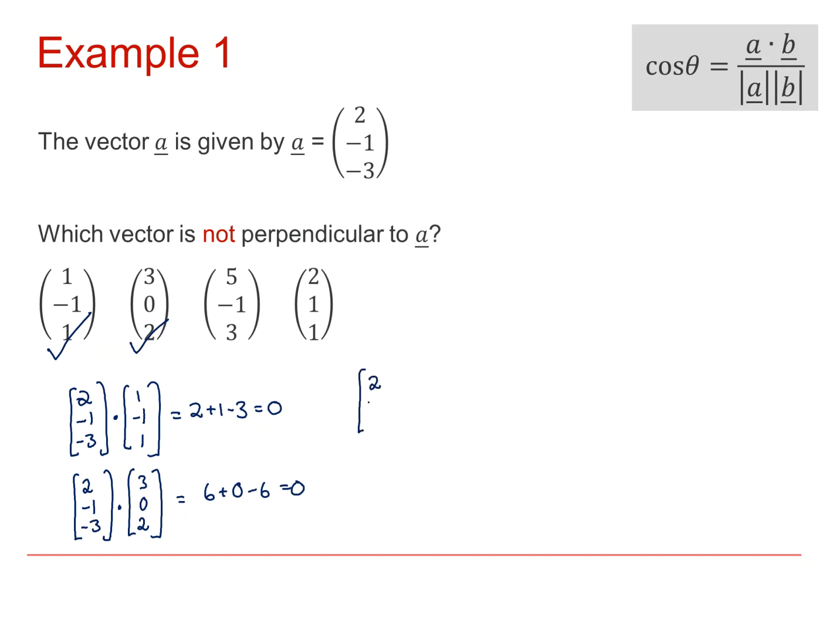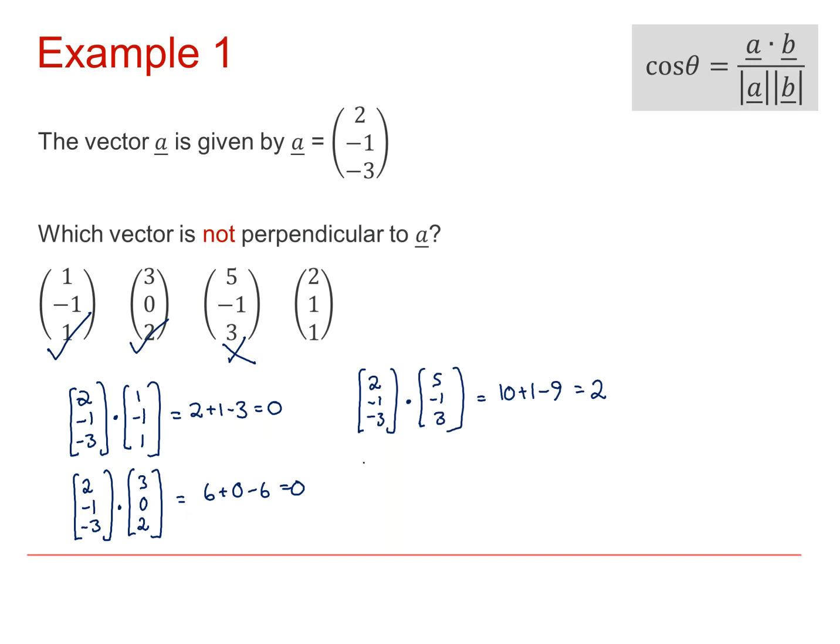Let's try the third one. (2, -1, -3) dot (5, -1, 3). That's 10 plus 1 minus 9, which equals 2. So that is the vector which is not perpendicular.